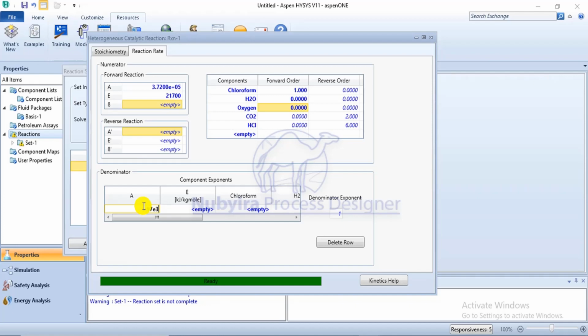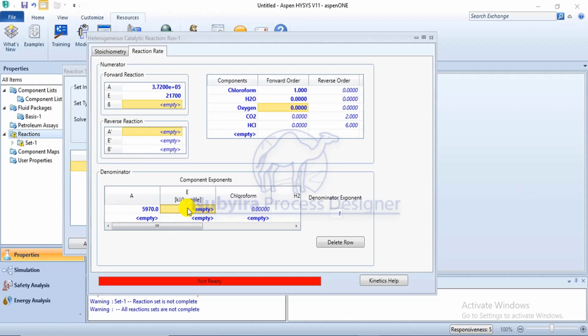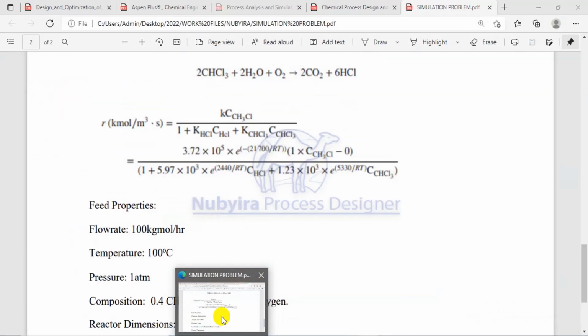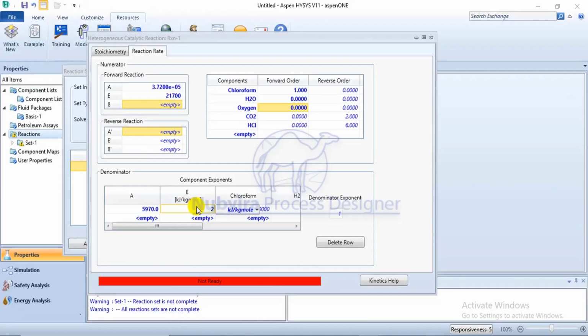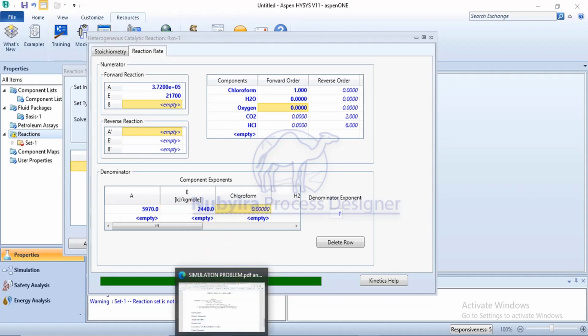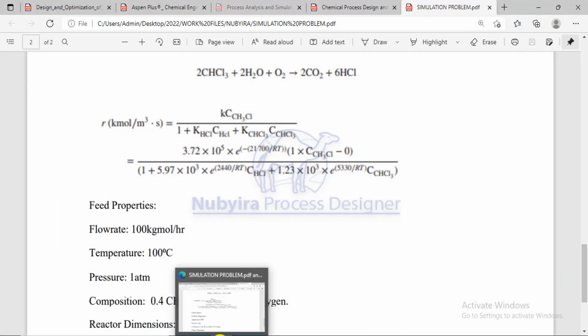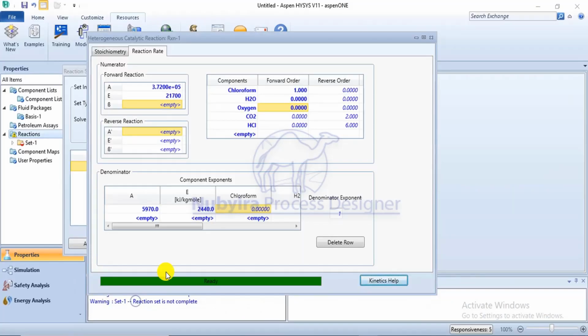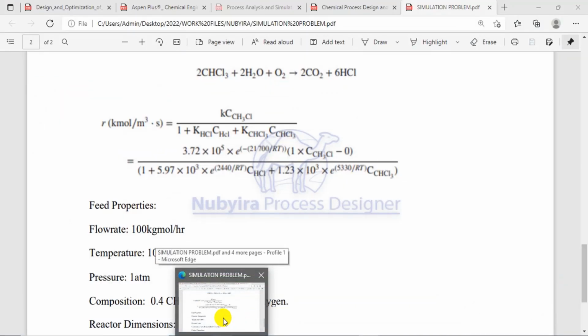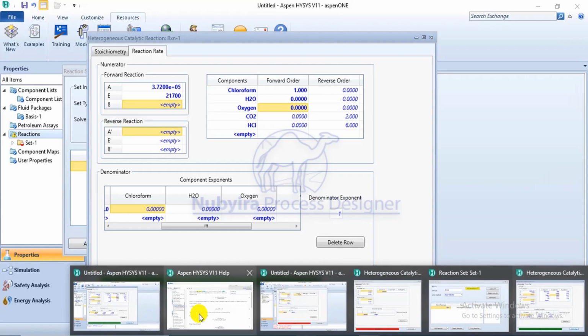5.97 E3. Yes. Then we have the activation energy. That's 2440. Yes. Now we go and look at the compound that is attached to it. In this case, it is HCl, right? So HCl will be specified as 1, and that's because the power of that particular concentration term is 1.